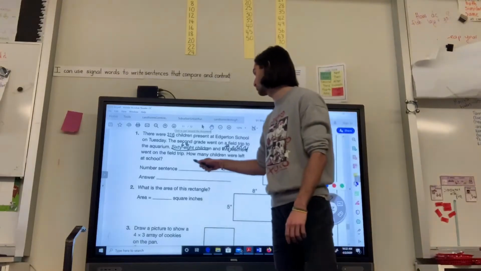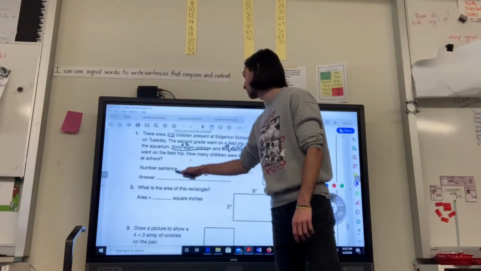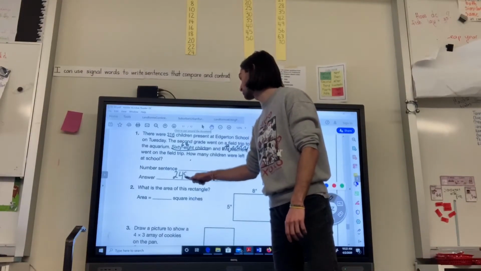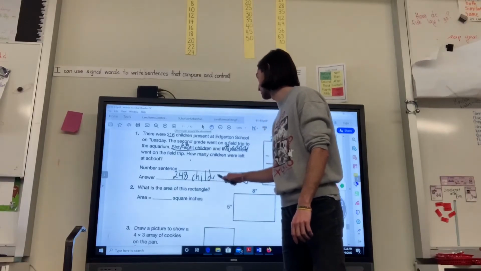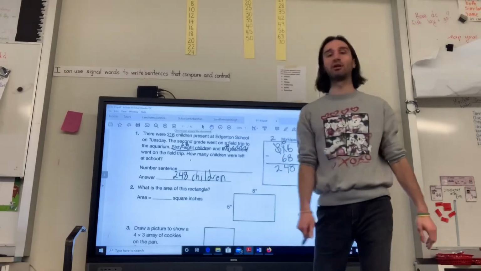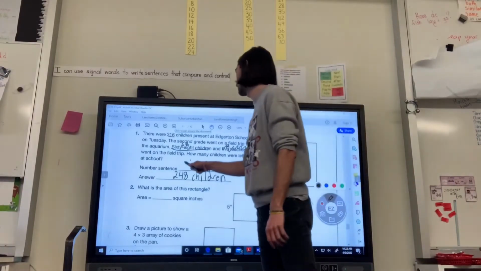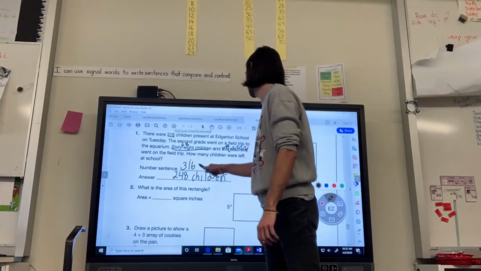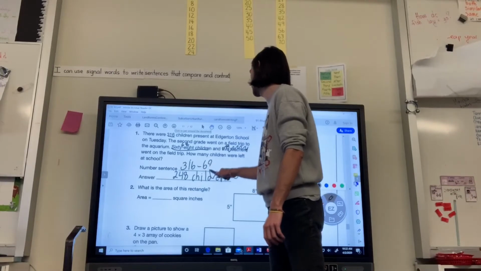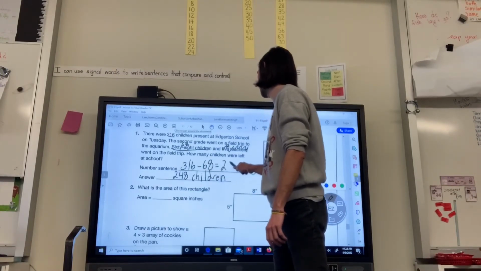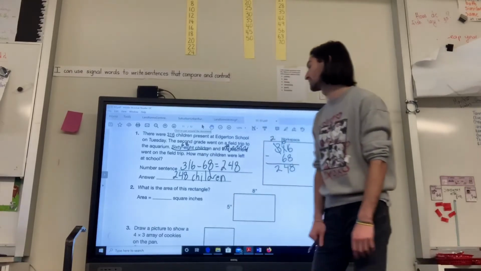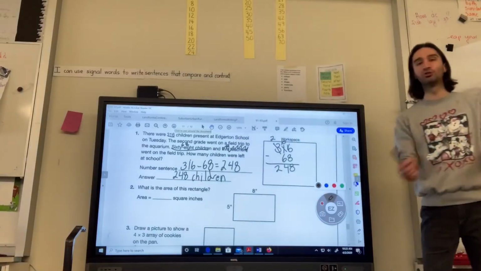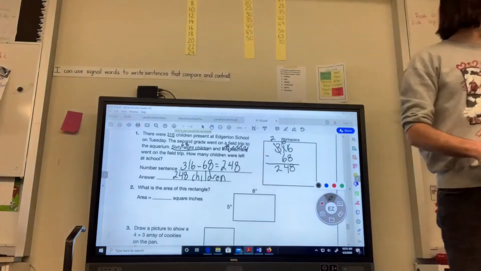So we have 248 children left. And let's not forget to write our number sentence at the top too, which was 316 subtract 68 equals 248. All right. Question two, what is the area of this rectangle?